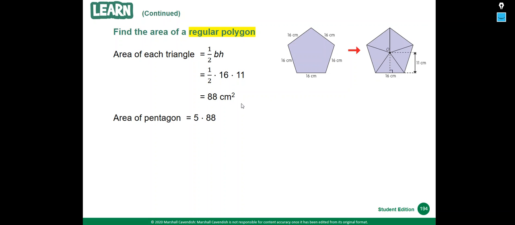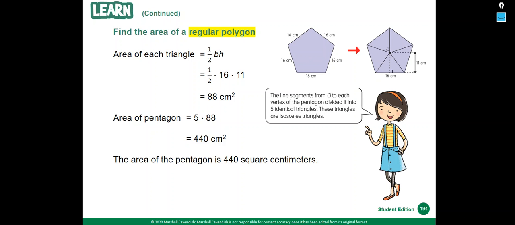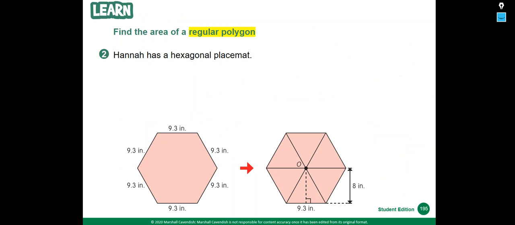Okay, so all you're going to do is multiply that 88 by 5, which gives you a total area for this pentagon of 440 centimeters squared. Okay. It says the line segments from point O, or the origin there, to each vertex, and vertex means corners, of the pentagon divide it into 5 identical triangles. These triangles are isosceles triangles, right? Because they have 2 sides that are the same, and then their base.